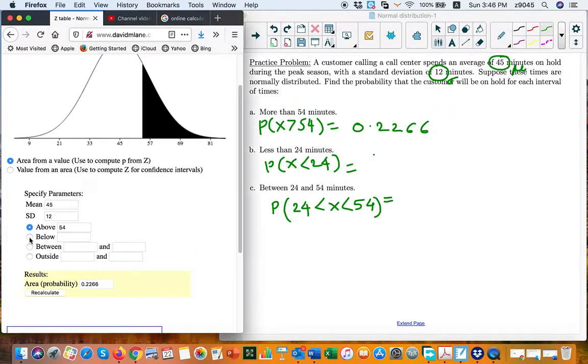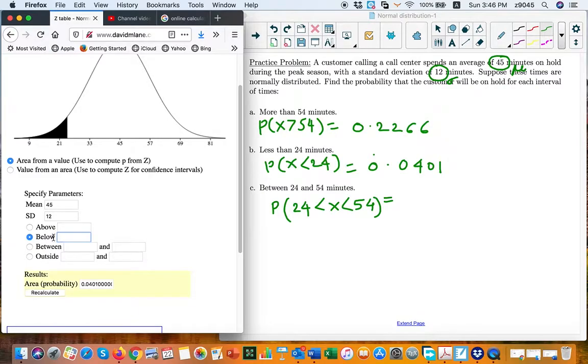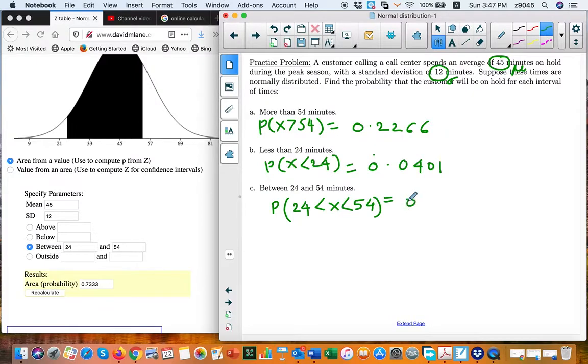X less than, below now. Below 24. Calculate the probability, which is equal to 0.0401. Similarly, when it is lying in between 24 and 54, calculate the result, 0.7333. Same questions can be solved using the table also.